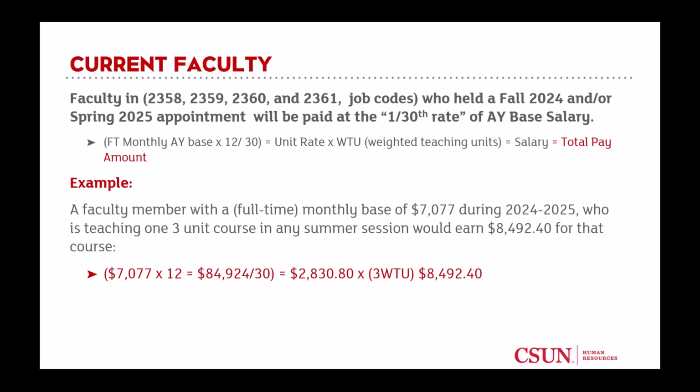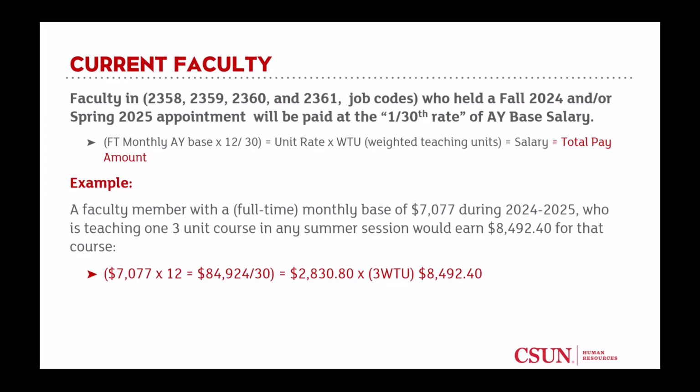So this is the calculation of what that looks like. You take their full-time monthly academic year base, multiply that times 12 for an annual salary, and divide that by 30. That equates to what they would have taught in an academic year. For all faculty, the maximum units, or full-time base, is 15 each semester, hence both semesters is 30, right? So this is what it looks like.